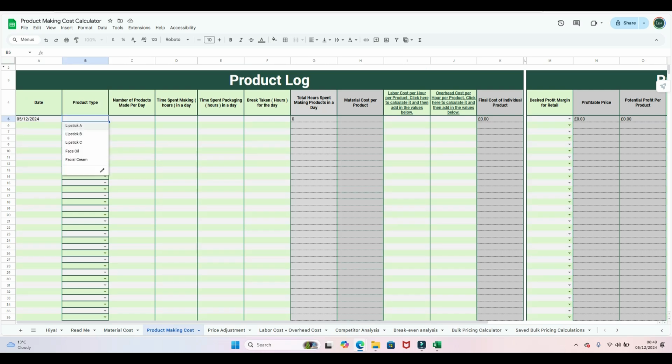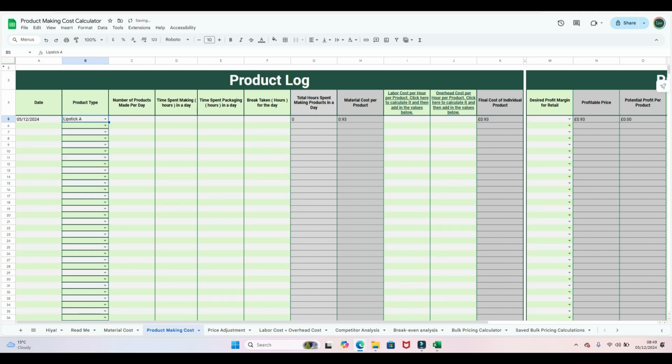So all you have to do is click on the arrow and choose the product type that you want to calculate the cost for. Now, number of products made per day. Let's say for lipstick A, you can make 200 lipsticks in a day. It took you 5 hours to make it. With packaging here, what I mean by packaging is, for example, you're cutting the labels and putting them on the lipstick tubes. Okay, so this is 1 hour.